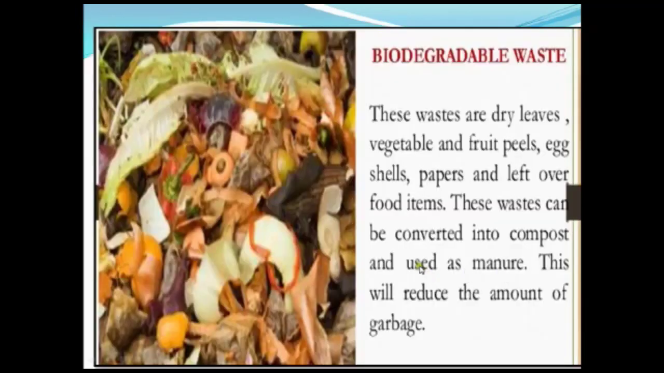Another thing we are talking about is that household garbage may contain harmful substances such as motor oil and weed killers. Some garbage is biodegradable, or able to break down naturally over a short period of time. For example, here we can see different things which are biodegradable garbage. In particular, banana peels and paper are biodegradable. This will reduce the amount of garbage. This waste can be converted into compost and used as manure, which will reduce the amount of garbage.